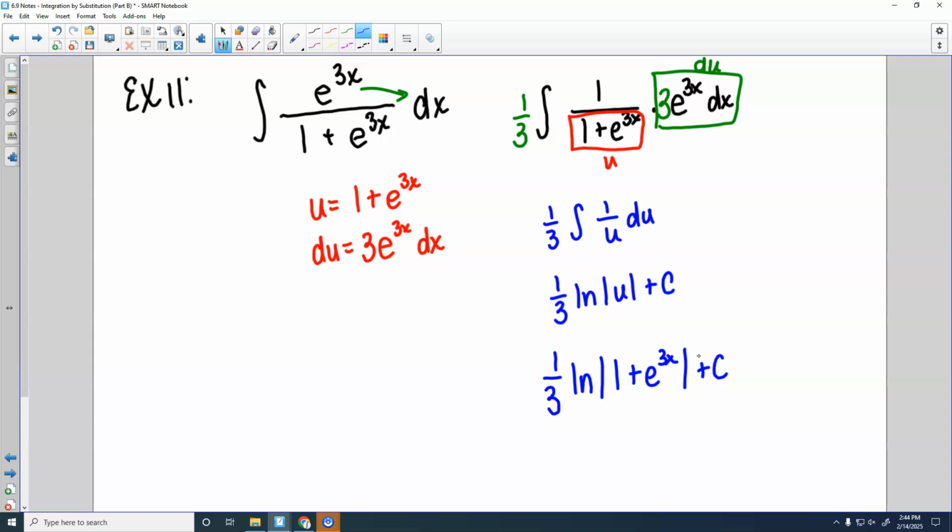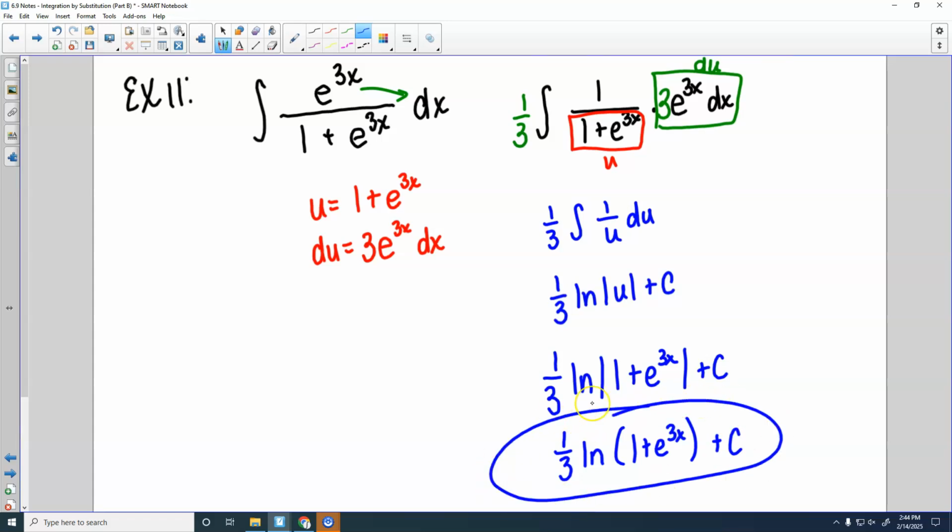Do you need absolute value bars there? For this one, you don't have to have absolute value bars because e to any power is always positive and 1 is positive. So it could be written like this, but it also could be written like this. So either one of those would be fine.